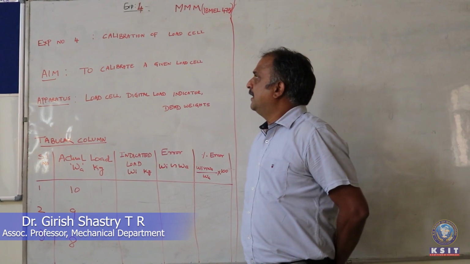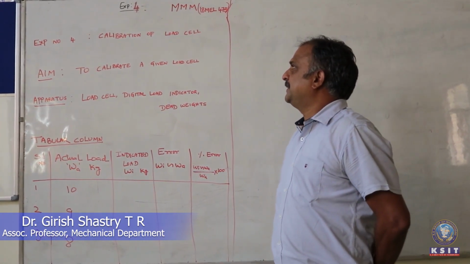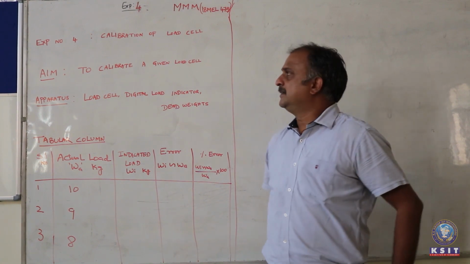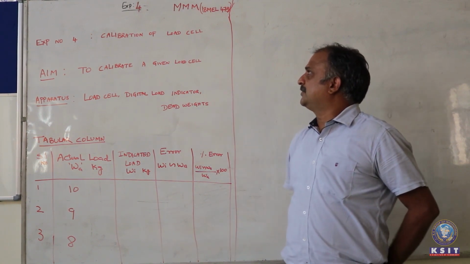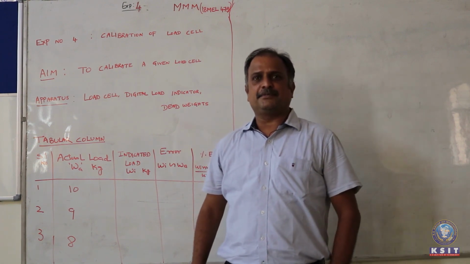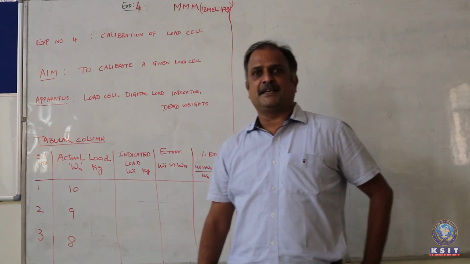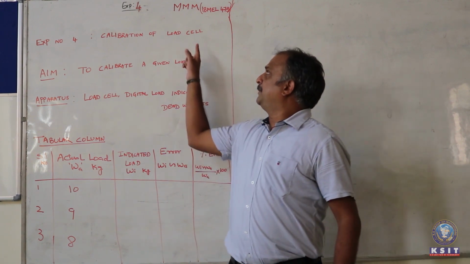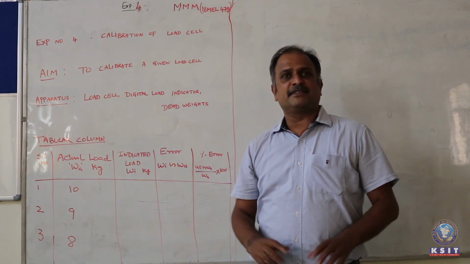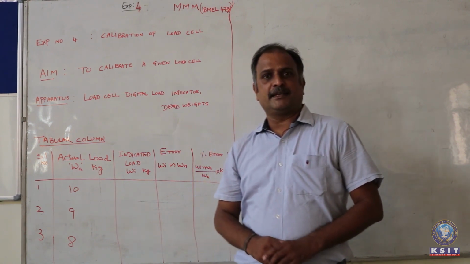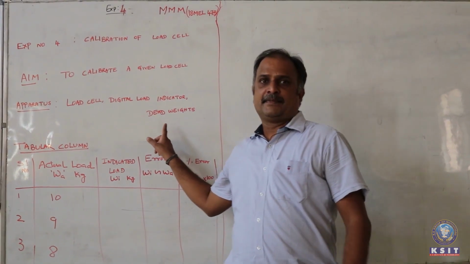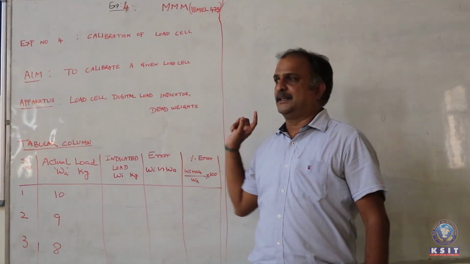Good morning. Today we would like to take up experiment number 4, that is on the calibration of load cell. Before we get into load cell, let us understand what is calibration. Calibration is a process of comparing with a known standard. We want to calibrate the load cell, so according to the definition, we should have some standard. What we are doing is taking the dead weights as the standard to calibrate the load cell.